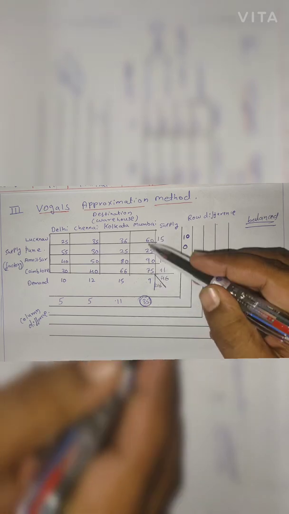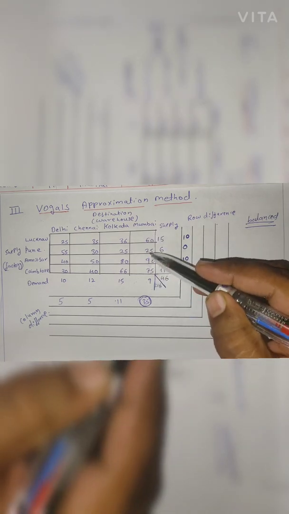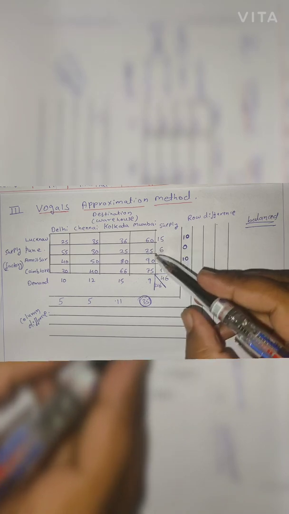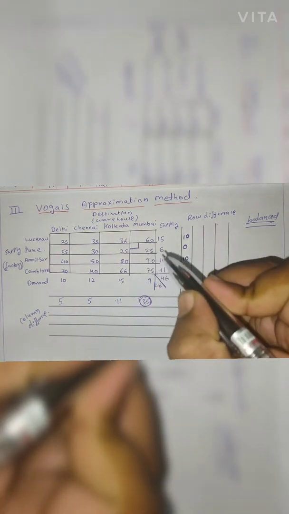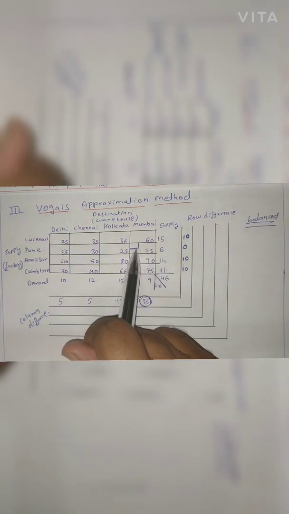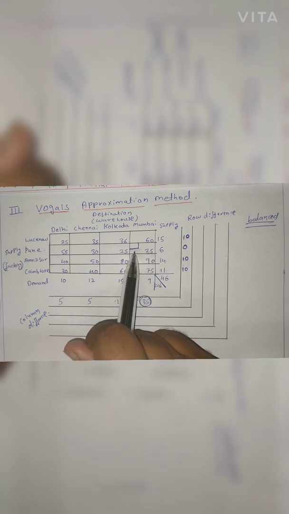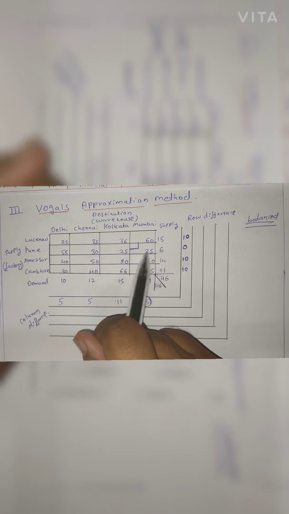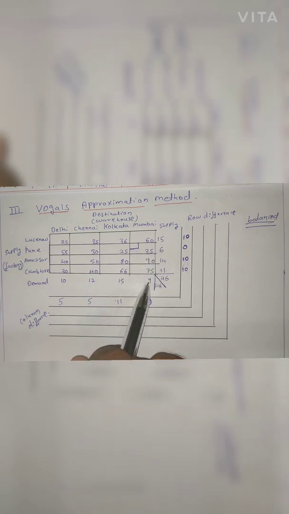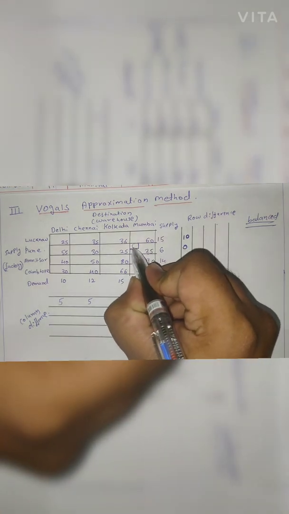In this corresponding column, which is the lowest value? The lowest value is 25. So at the 25, we'll draw a box. Now we'll check the corresponding row and corresponding column. In the corresponding row, the supply is 6. In the corresponding column, the demand is 9. Which is lower, supply or demand? Supply is lower. Supply is 6. So we'll insert that value 6 over here.